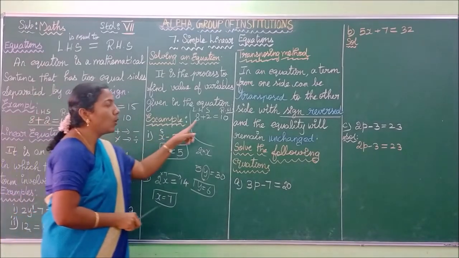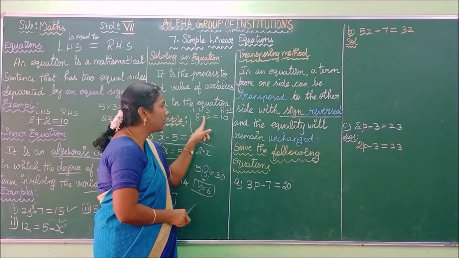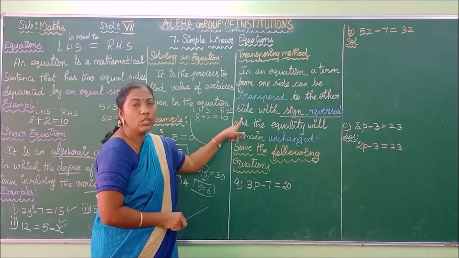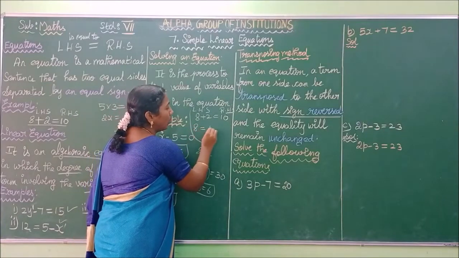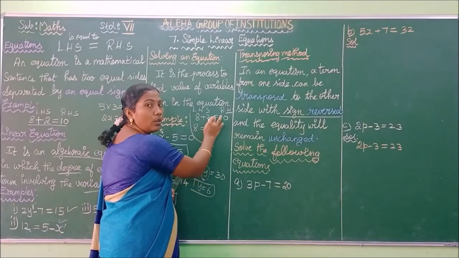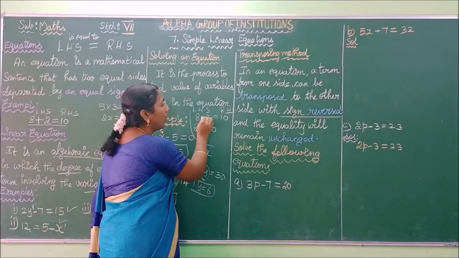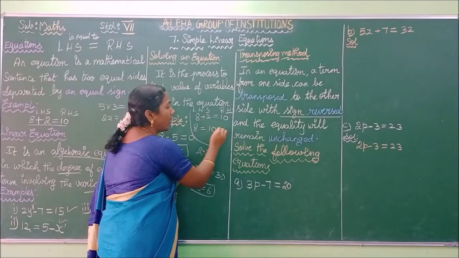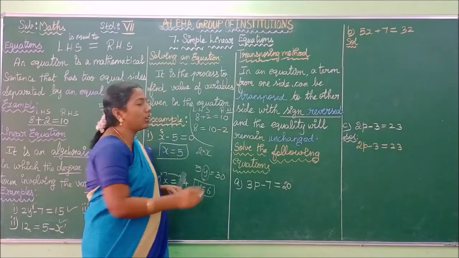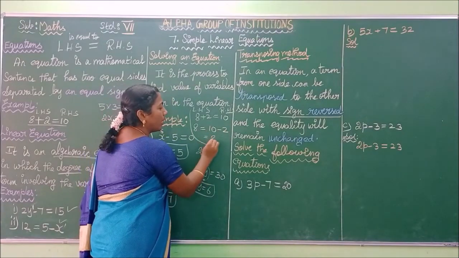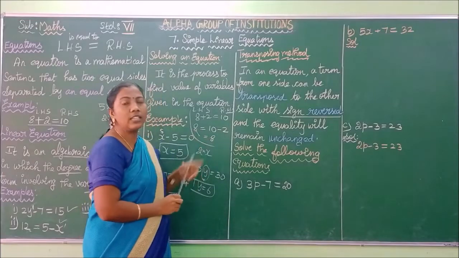Here we have plus. So if you bring this plus to this side, you have to reverse it. So how can we reverse it? 8 equal to 10. Now we are going to transpose this 2, so you have to reverse this symbol. So you have to write minus 2. Now we have to check whether the value is changed or not. What is the value of 10 minus 2? 8. See, 8 equals 8, the value remains the same.